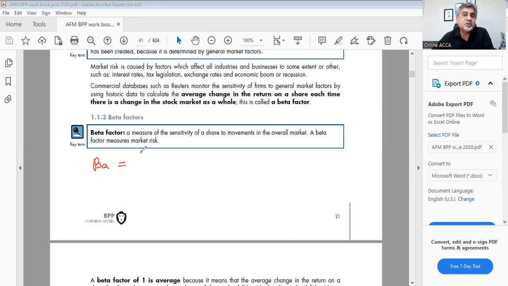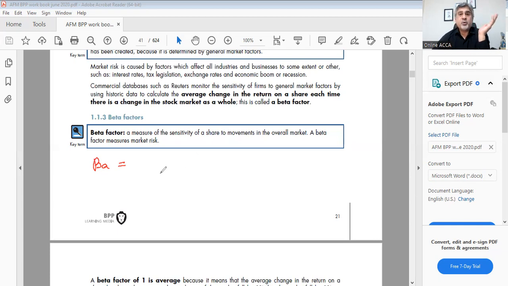There are 2 or 3 lectures of 40 minutes each on beta, because this is one of the very important areas when you will do capital structure questions, business valuation questions, and investment appraisal. Because it will be used in the calculation of WACC, in the calculation of valuation, and in the calculation of investment appraisal.